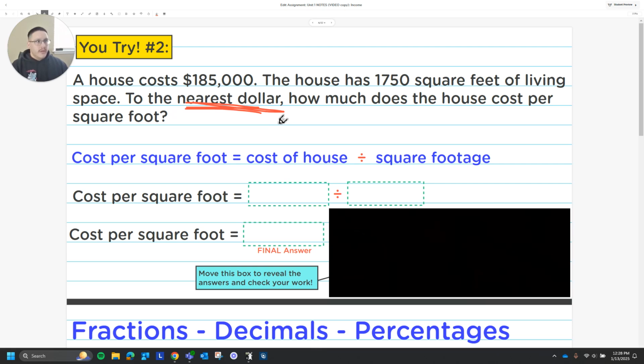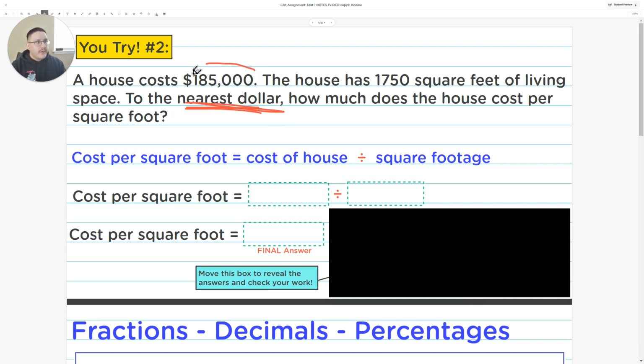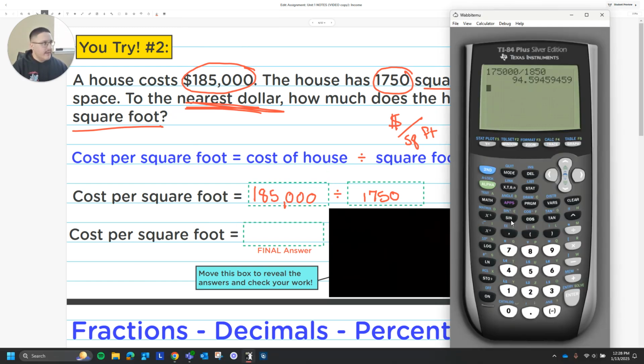So, the cost of the house, $185,000. The house has 1,750 square feet. This is the cost per square foot. So this tells me I'm going to take the money, the dollar value, and divide it by the square footage. Cost per square foot. So 185,000 divided by 1,750.